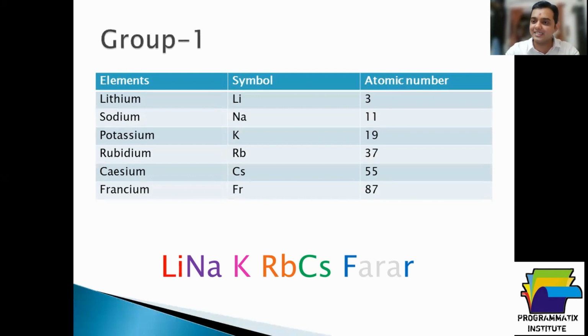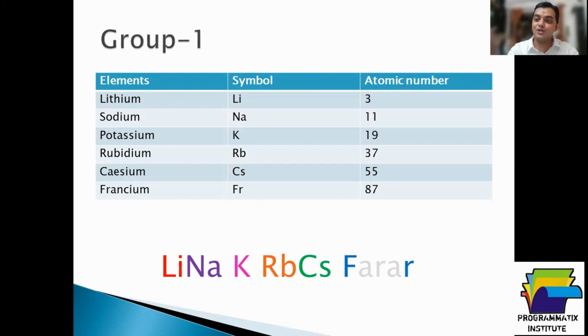3 plus 8 is 11. 11 is the atomic number of sodium. 11 plus 8 is 19. 19 is the atomic number of potassium, that is K. And 19 plus 18, we added 2 times 8, now 2 times 18. 19 plus 18 will be 37. 37 plus 18 will be 55. And 55 plus 32 is 87. So this is how we remember the atomic numbers.